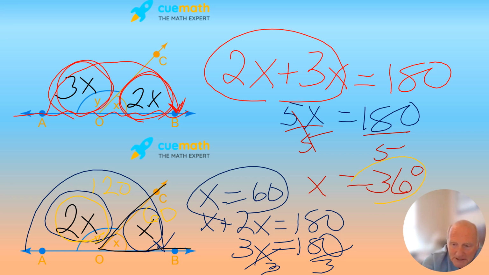Now let's go back up to this top one. If x is 36, 2 times 36 is going to be, let me get a color that'll stand out. 2 times 36 is going to be 72. 3 times 36, because that's what it is, 3 times x. 3 times 36 is going to be 108. And now you can do x, and you can also do the angle.